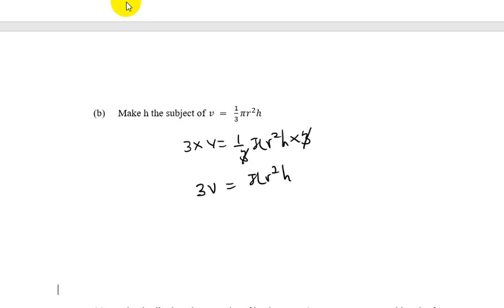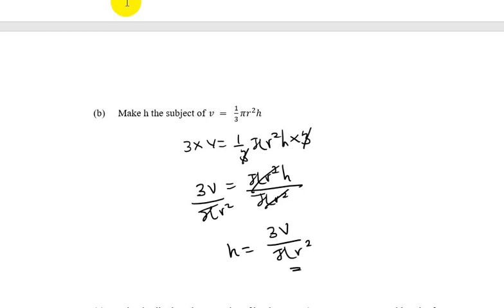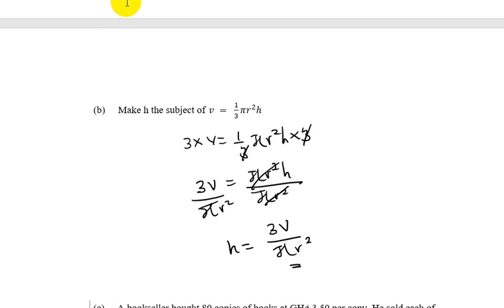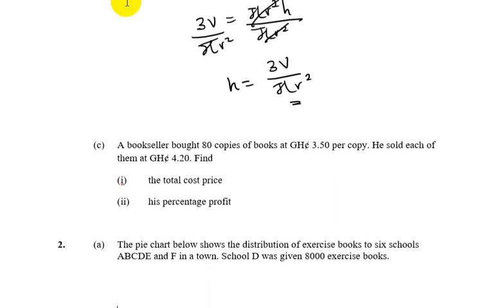Now we are looking for h. So we divide here by pi r square and also divide by pi r square. So pi r square and pi r square will go away. Now we're going to get h being equal to 3V all over pi r square, as our height, or as our h that we are told to make the subject. It is so simple like that. Okay, so let's move on. We'll not waste more time.